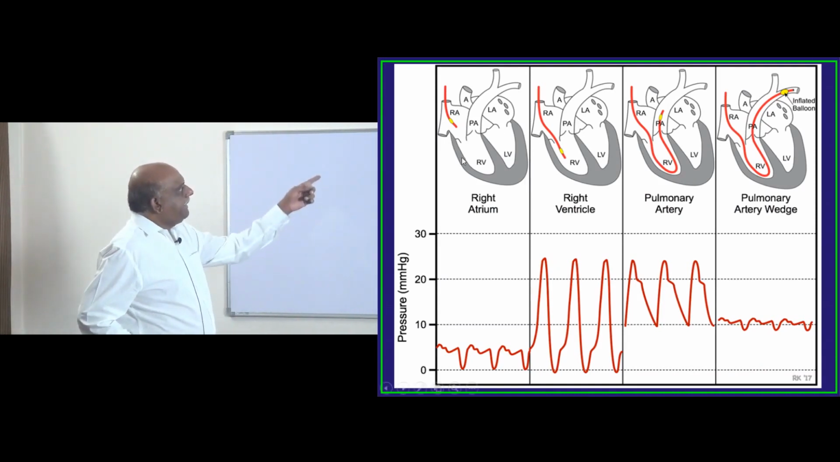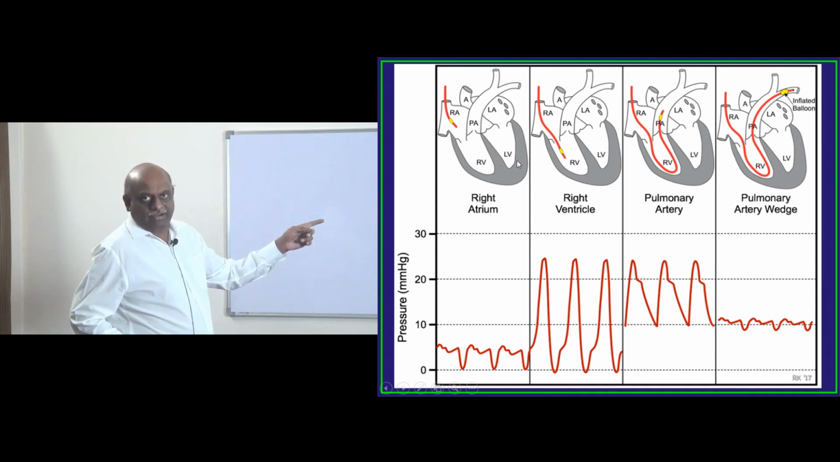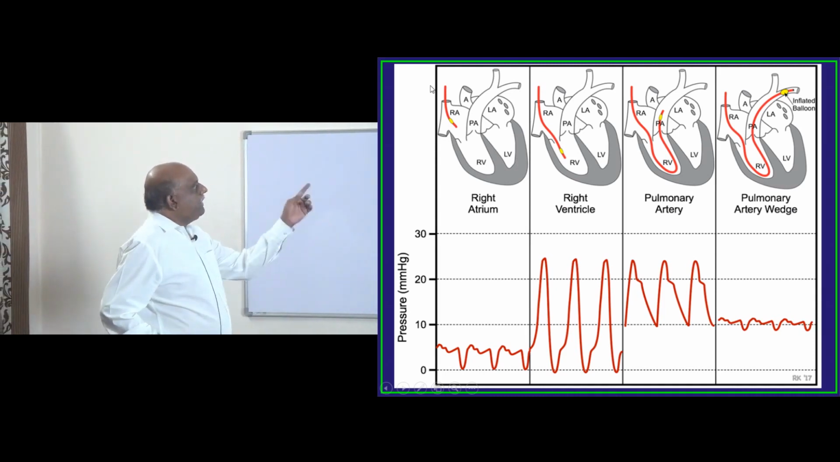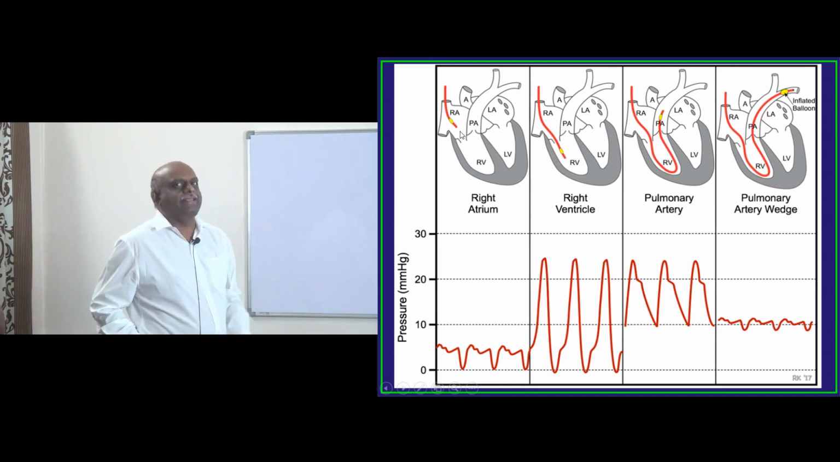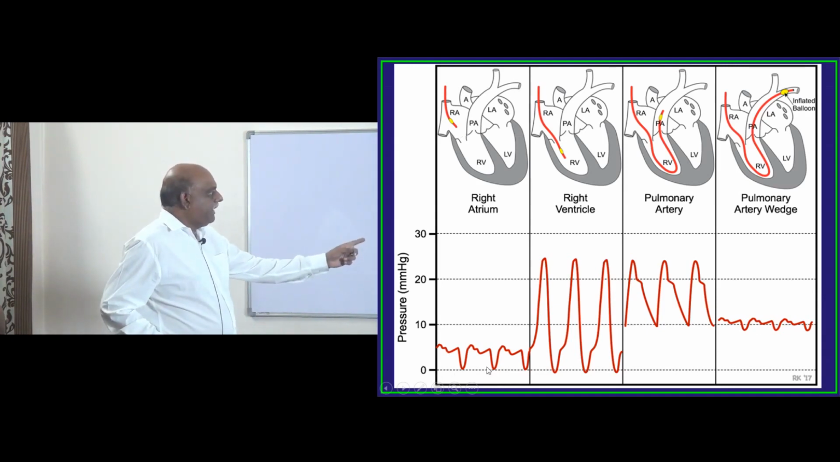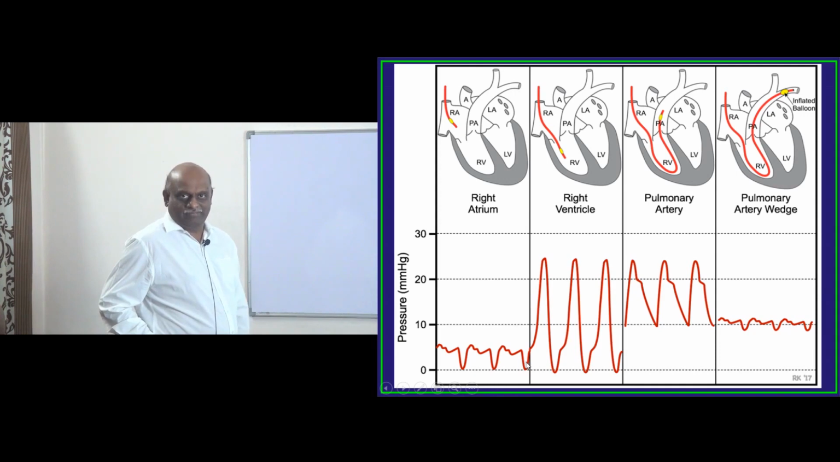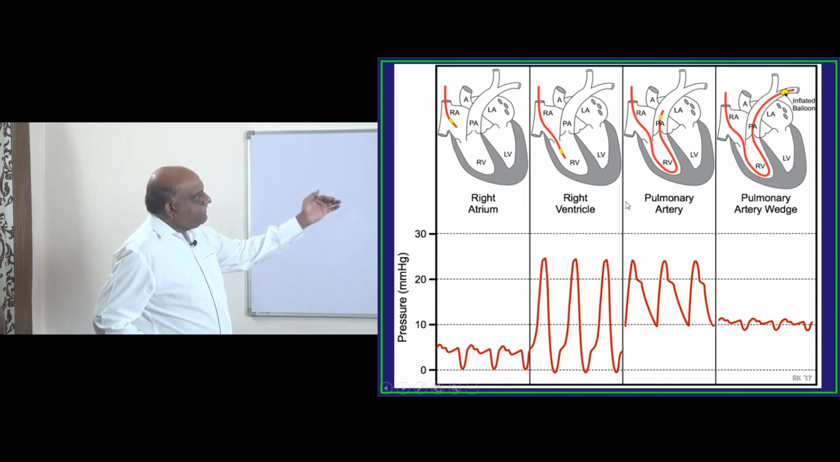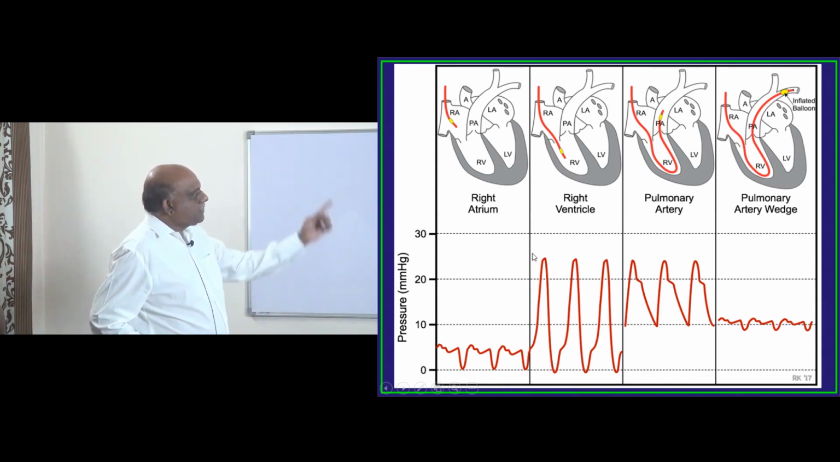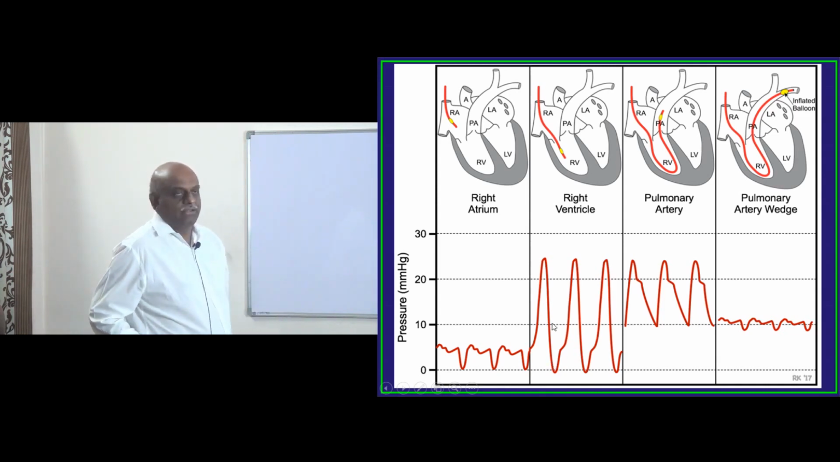So, you have a right atrium, right ventricle, left atrium, left ventricle. When you pass the catheter into the right atrium, the pressure is not very high. The pressure curve will be like this in the right atrium: A wave, C wave, V wave, X descent, Y descent. Then, when you enter the right ventricle, you can see the systolic and diastolic pressures.